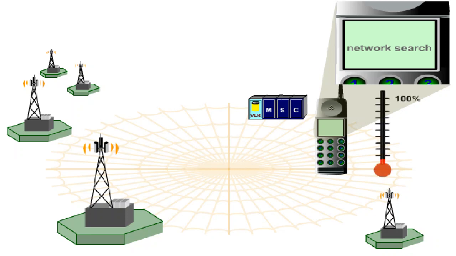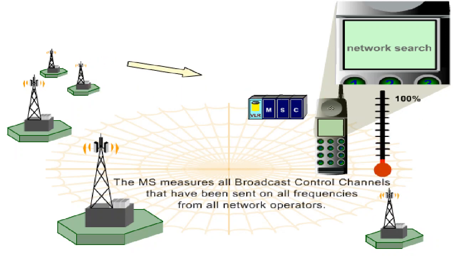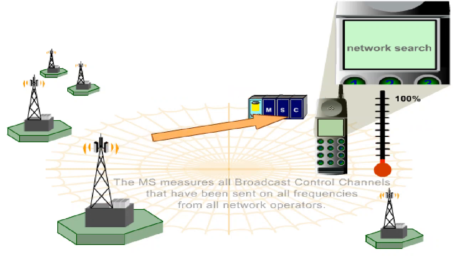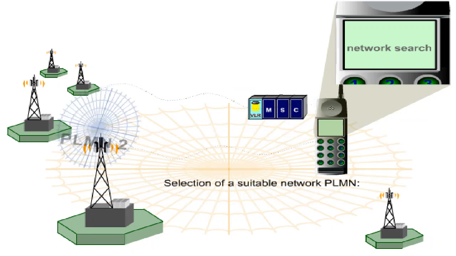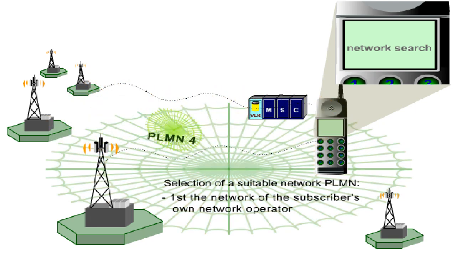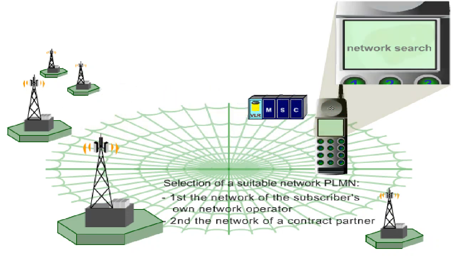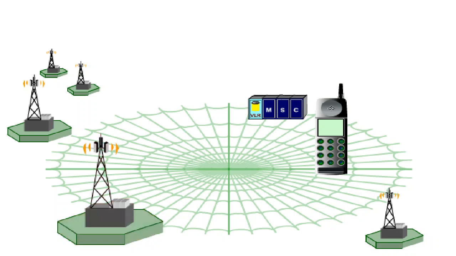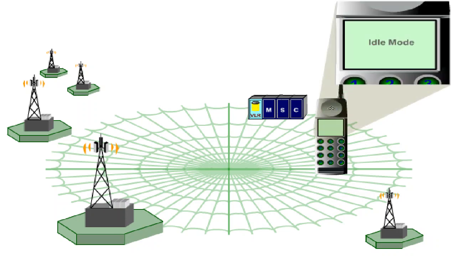To select the radio cell, the mobile station measures all broadcast control channels that have been sent on all frequencies from all network operators. Then, a suitable network, PLMN, that's authorized for the subscriber is selected. In the home country, this at first is only the network of the subscriber's own network operator, then the network of a contract partner. Now, the mobile can select a suitable cell from several possible cells. After a successful location update, the mobile station is in idle mode. Let's have a closer look at the location update procedure.